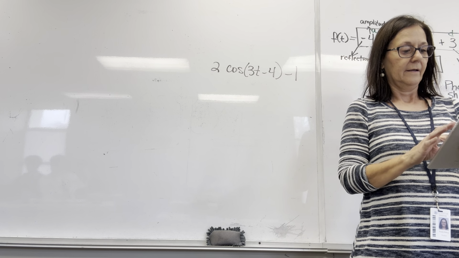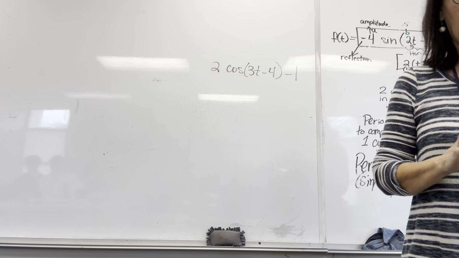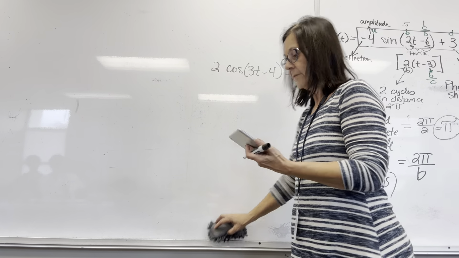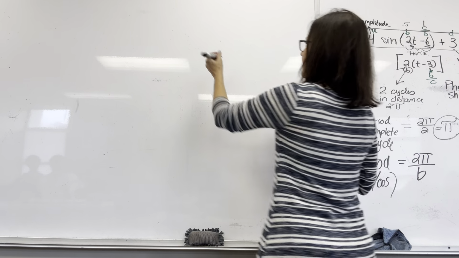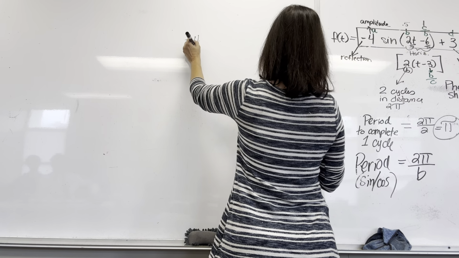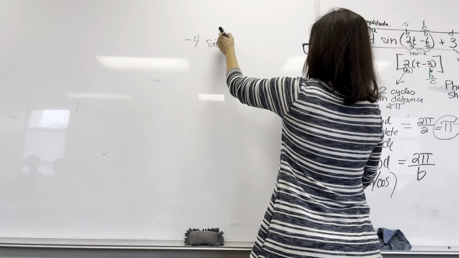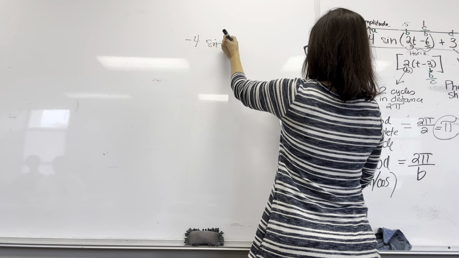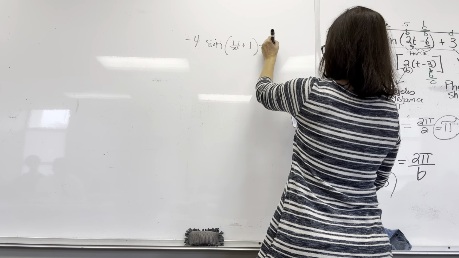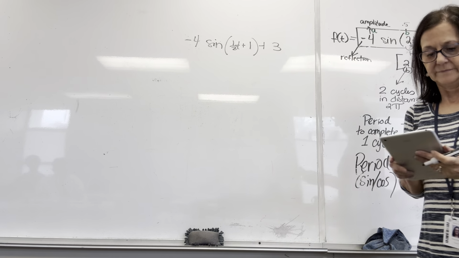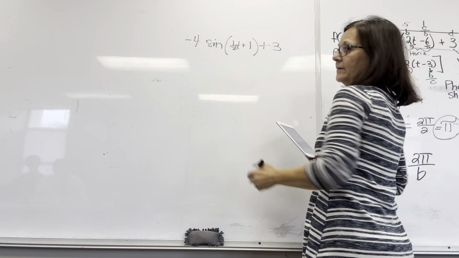All right. Let's look at example 5. And we have to graph at least one complete cycle of it. So we have negative 4 sine. I'm going to write it as 1/2 t plus 1 plus 3. All right, what's that plus 3?